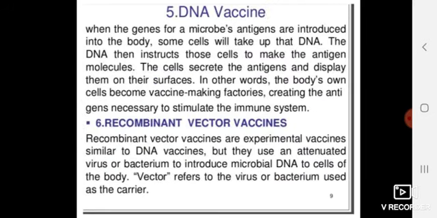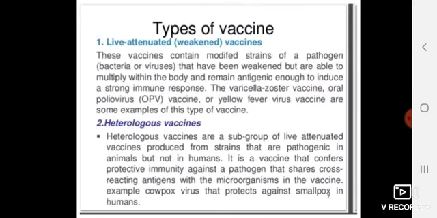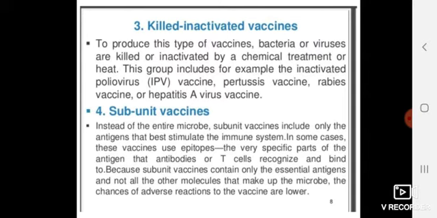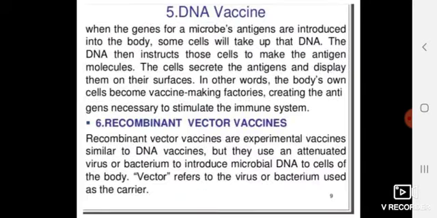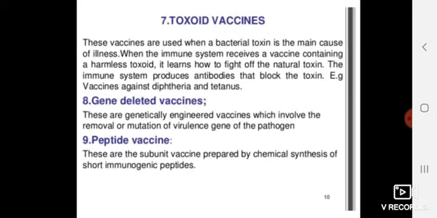Okay, so these are the common types. I will repeat one more time. First one is the live attenuated vaccine, and another one is the heterologous vaccine. Then another one is the killed inactivated vaccine. Then subunit vaccine, DNA vaccine. Sixth one, recombinant vector vaccine. Then next one, toxoid. Then another one, gene deleted vaccine, and last one, peptide vaccine.